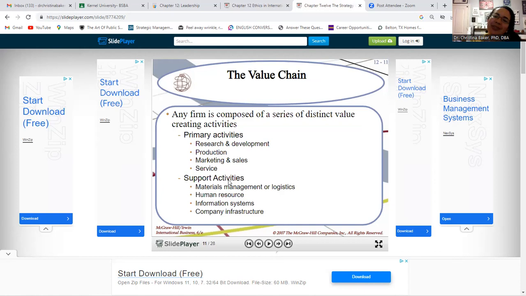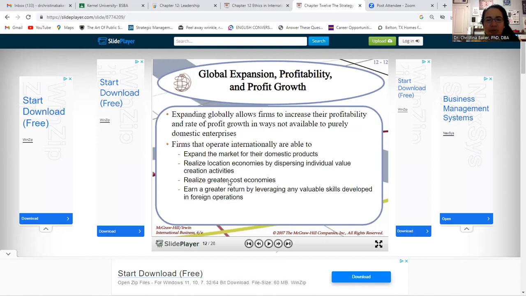Any firm is composed of a series of distinct value creating activities. Primary activities: research and development, production, marketing, sales, service. Support activities: material management or logistics, human resources, information systems, company infrastructure.